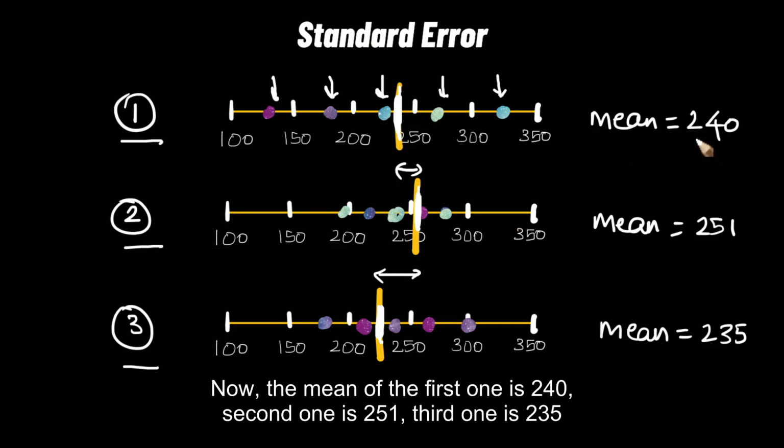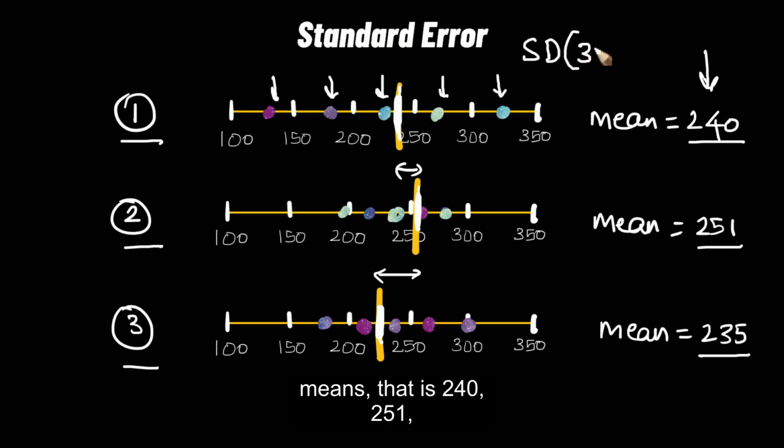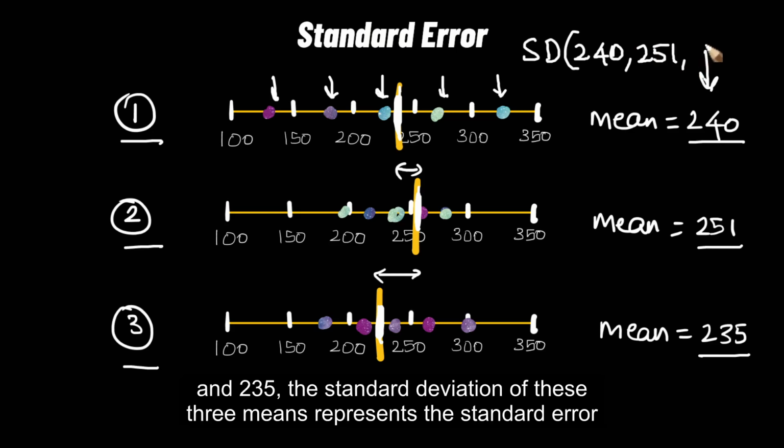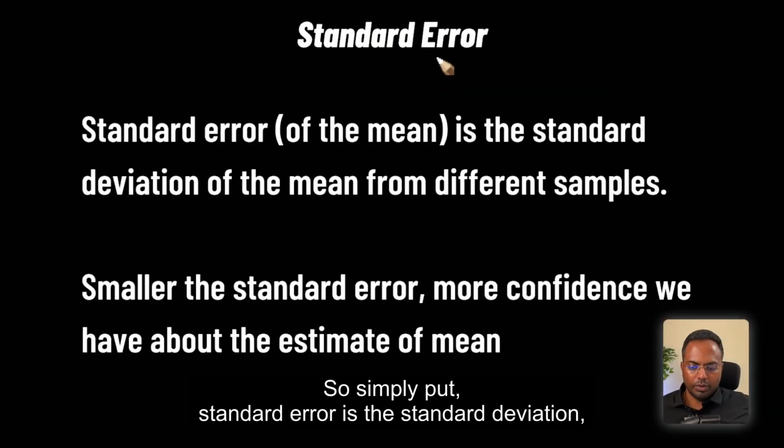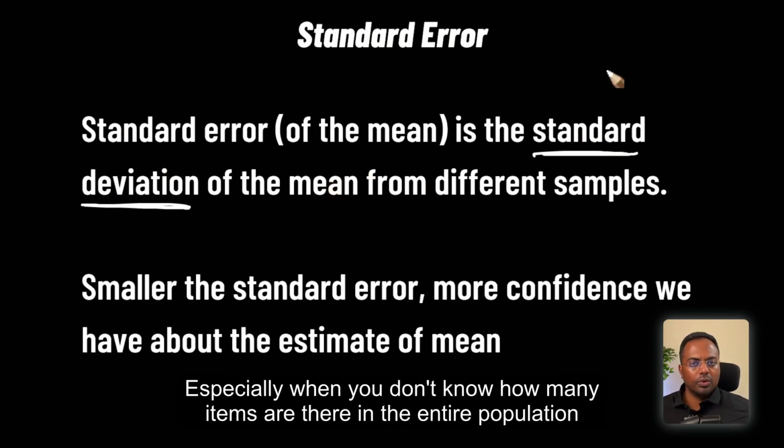Now, the mean of the first one is 240, second one is 251, third one is 235. If you take the standard deviation of these 3 means, that is 240, 251 and 235, the standard deviation of these 3 means represents the standard error. So simply put, standard error is the standard deviation of the means from different samples, especially when you don't know how many items are there in the entire population.